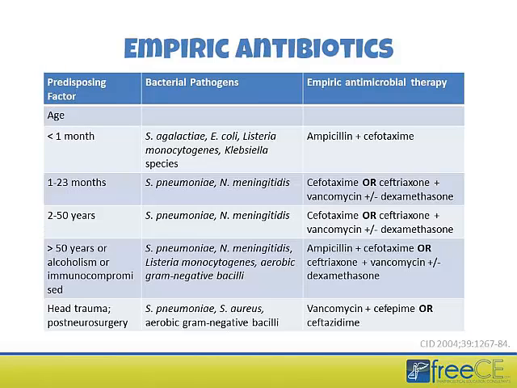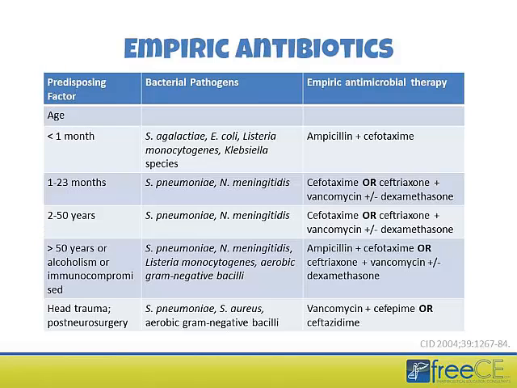In our children who are between the age of 1 and 23 months, again, we've talked about our pathogens, and the same is true for between the ages of 2 and 50, same pathogens. And then our treatment options are going to be the same for these groups, cefotaxime or ceftriaxone, so a third-generation cephalosporin, plus vancomycin, and the vancomycin is really to hit the resistant strep pneumo strains, and then plus or minus dexamethasone. And we'll talk a little bit more about the dexamethasone debate in just a few slides. I thought that deserved its own time for discussion.